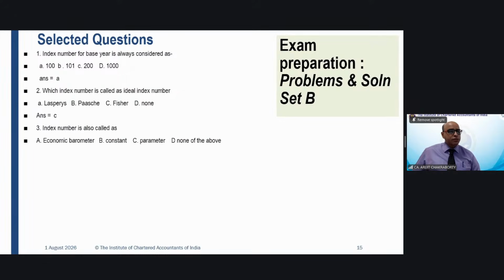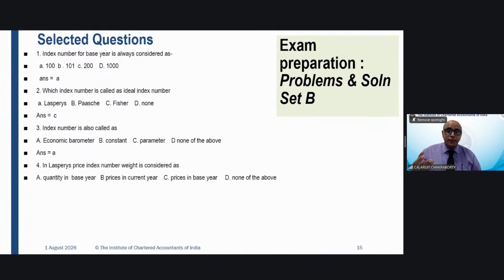Third question, index number is also known as what? Well, index number is not at all a constant. It is a parameter to some extent, but the best answer will be it's an economic barometer. So question 3, option A is the right answer. Question 4, in Laspeyres price index number, weight is considered as what? Q0. That is, we will take the base year quantity. Option C, quantity in the base year. So the weight will be the quantity in the base year, that is Q0.